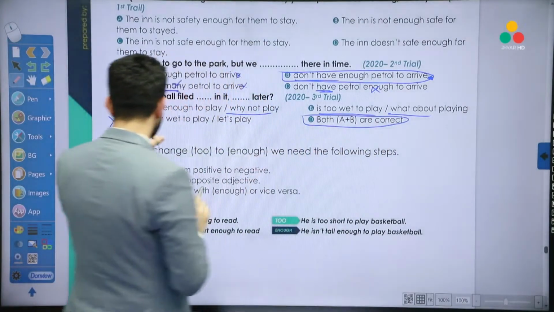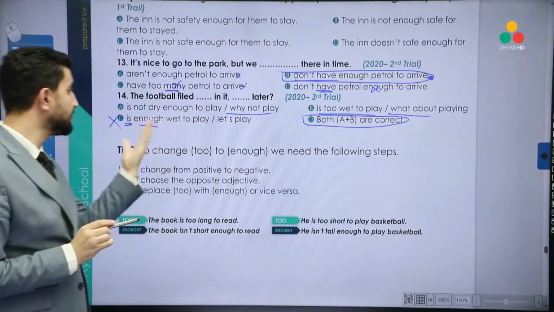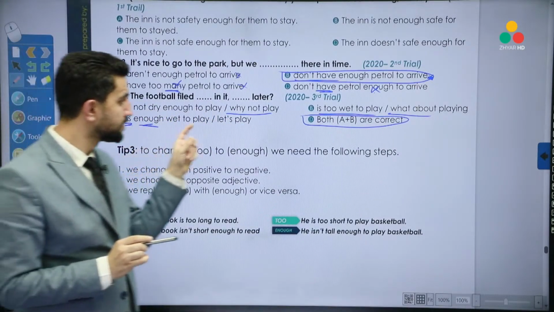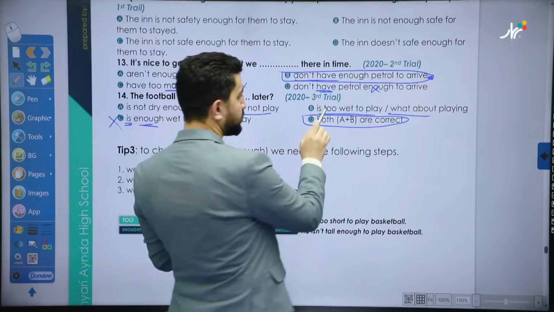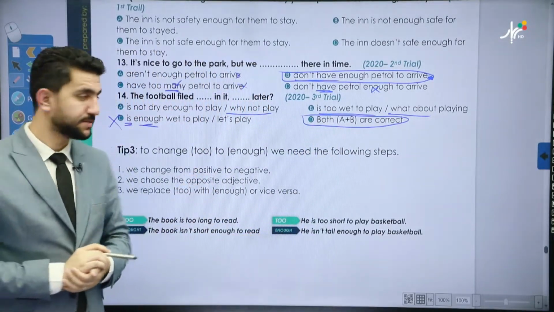Why? Because it could be "enough" and it has a negative meaning. Why not play? And since it's an adjective, "enough" comes here. And it could be also positive here. So A and B would be correct.